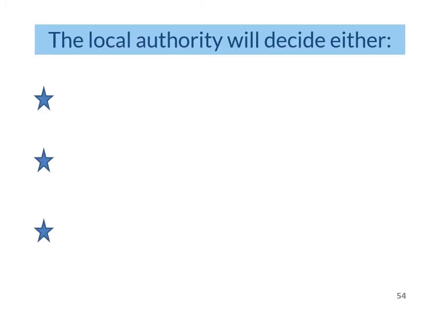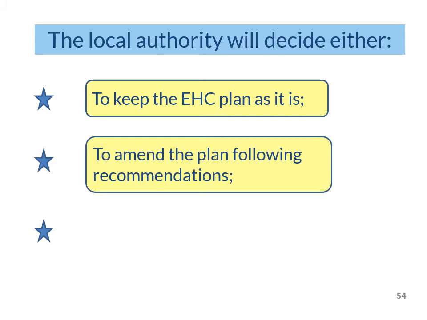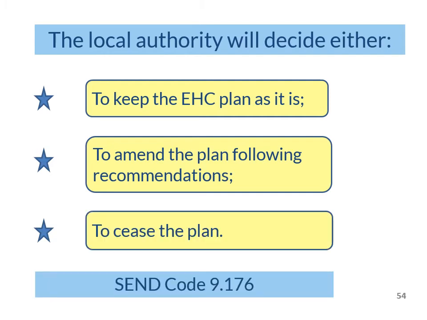The local authority can make one of the following decisions: either to keep the EHC plan as it is, and this will be when there is evidence in the review report that the strategies in the plan are working and evidence of your child's progress against the outcomes in the plan, or they will tell you they are going to amend the plan following recommendations, or they will decide to cease the plan.